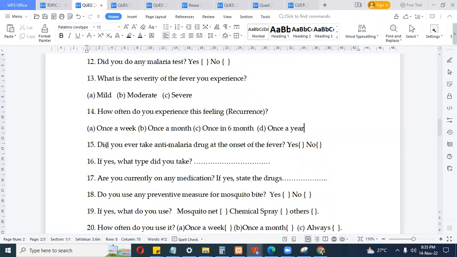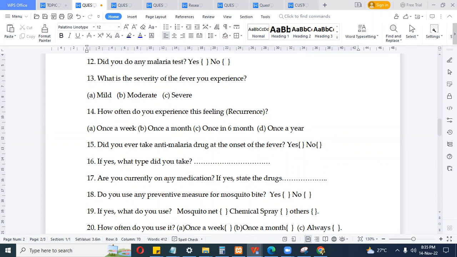Did you ever take anti-malaria drug at the onset of the fever? If yes, what type did you take? Question is, did you give them options? So you need to give the options. Do you want to go by the brand? Do you want to go by the combination, right?